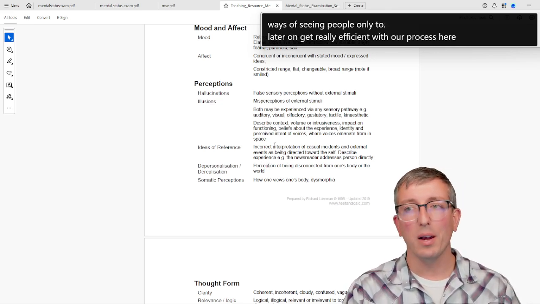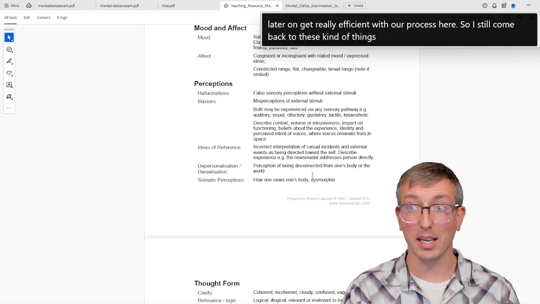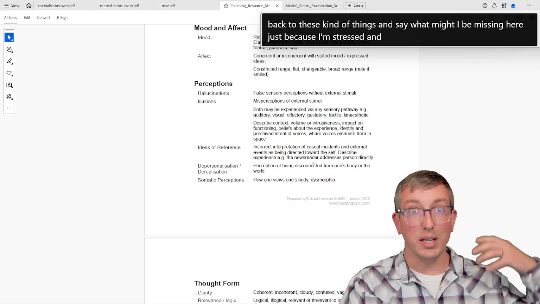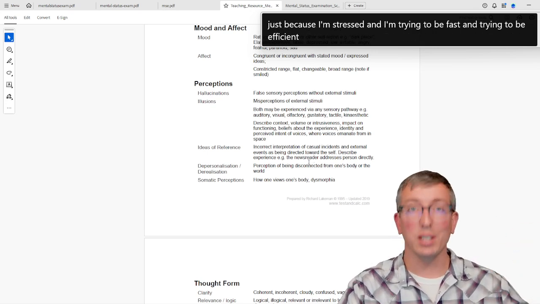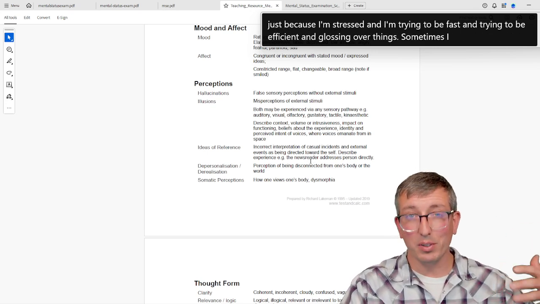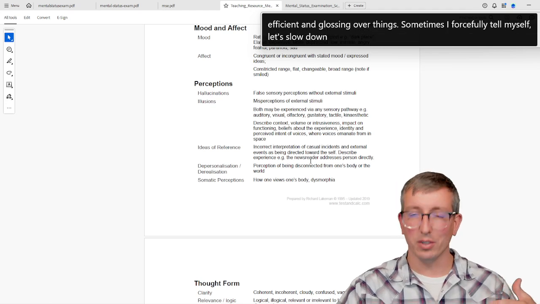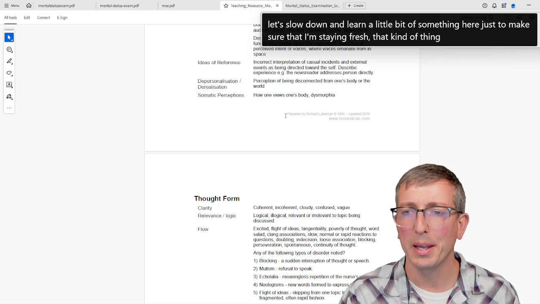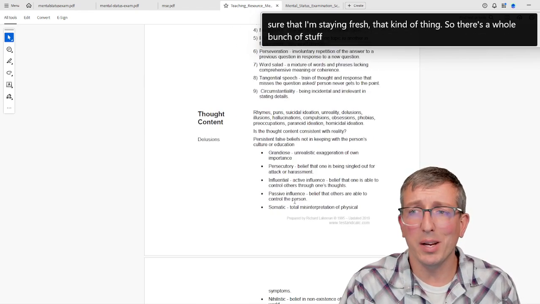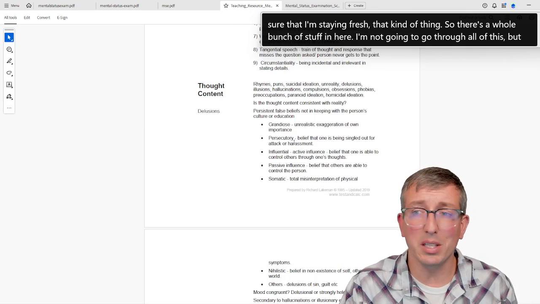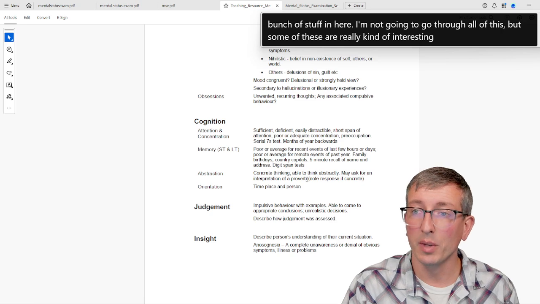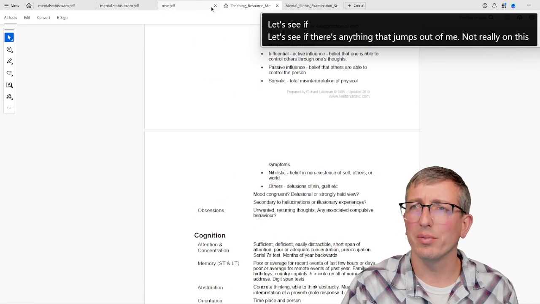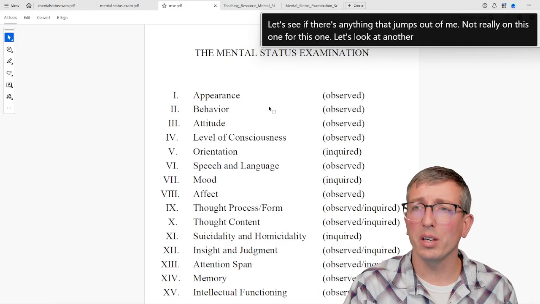So I still come back to these things and ask, what might I be missing here? Just because I'm stressed and trying to be fast and efficient, I might be glossing over things. Sometimes I forcefully tell myself, let's slow down and learn a little bit of something here, just to make sure that I'm staying fresh. So there's a whole bunch of stuff in here. I'm not going to go through all of it, but some of these are really interesting. Let me see if there's anything that jumps out at me. Not really on this one. Let's look at another one here real quick.